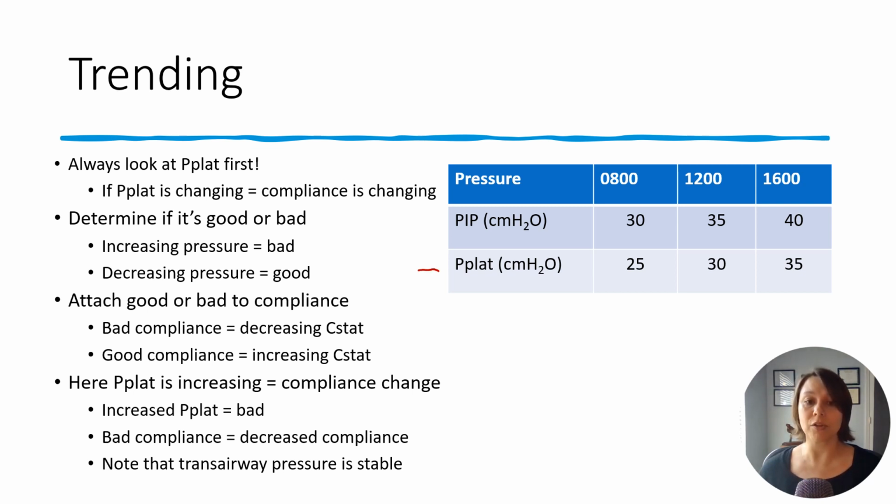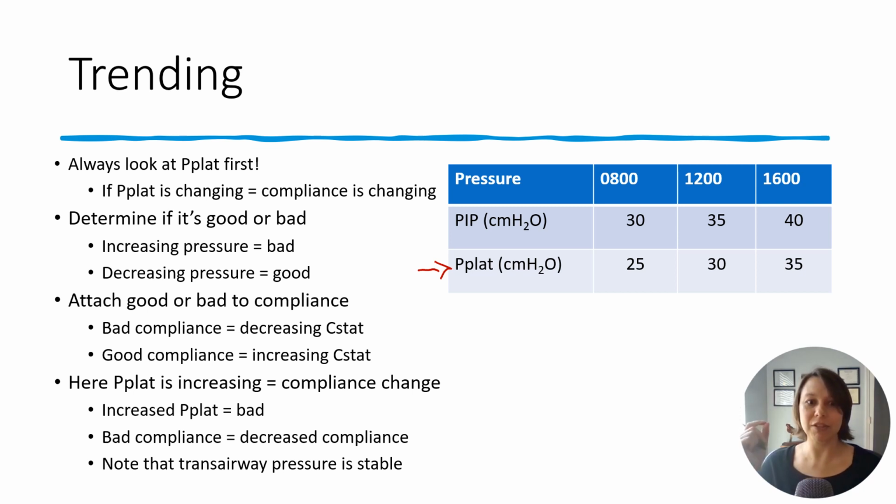We're always going to look at plateau pressure first. If plateau is changing, that means that compliance is changing. My next step is to determine whether it's a good or a bad thing. And so here you need to remember that increasing pressure is bad, decreasing pressure is good. If it takes more pressure to get volume in, that means that my lungs are stiffer. If I have decreasing pressure, it means it's easier to fill the lung. So then I'm going to attach good or bad to the compliance. Bad compliance, decreasing compliance. Good compliance, increasing compliance.